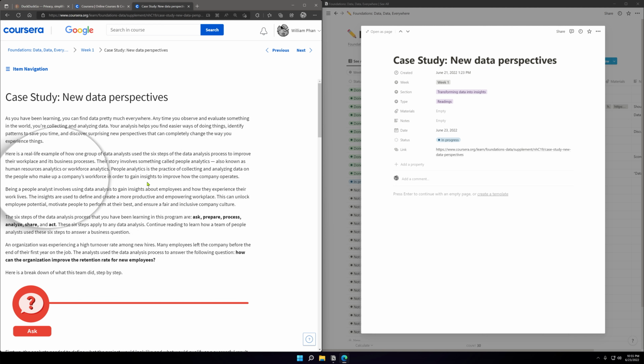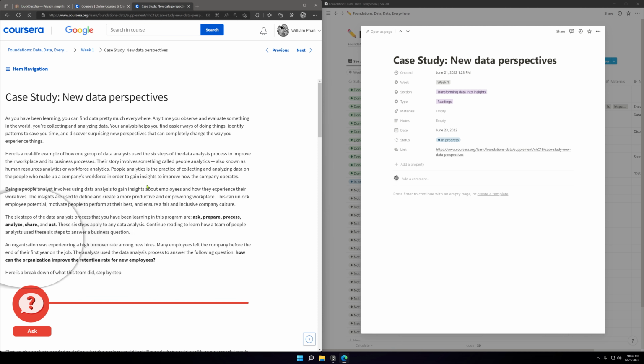Being a people analyst involves using data analysis to gain insights about employees and how they experience their work lives. The insights are used to define and create the most productive and empowering workplace. This can unlock employee potential, motivate people to perform at their best, and ensure a fair and inclusive company culture. The 6 steps of the data analysis process that you have been learning in this program are ask, prepare, process, analyze, share, and act. These 6 steps apply to any data analysis. Continue reading to learn how a team of people analysts use these 6 steps to answer a business question.